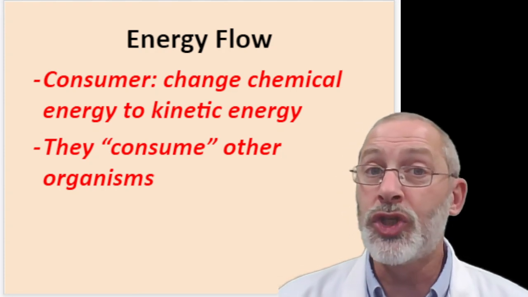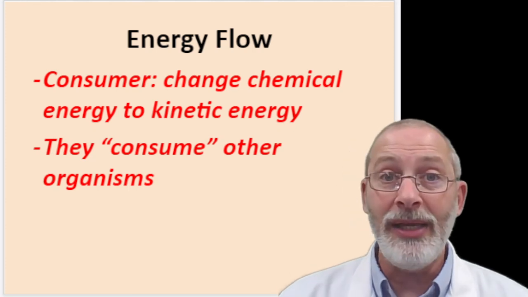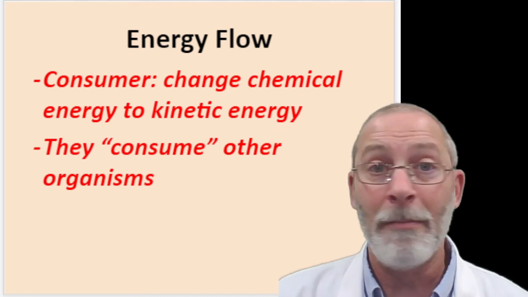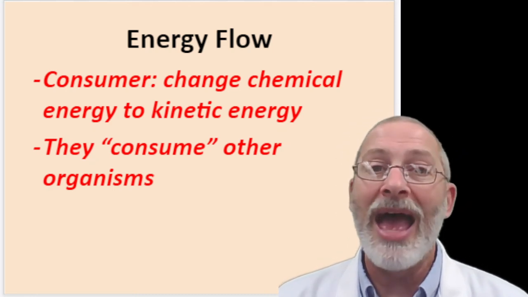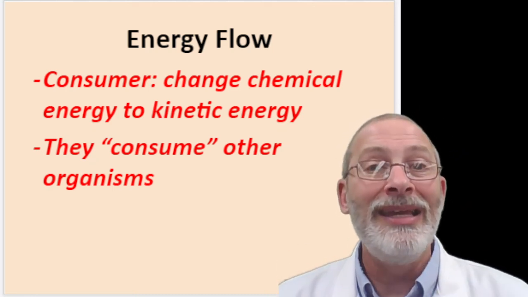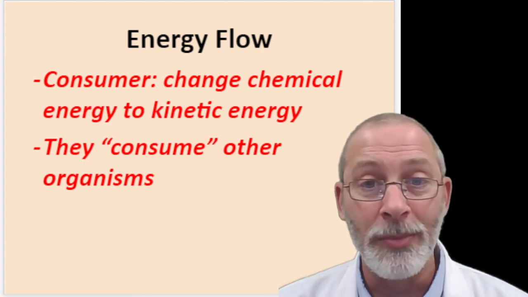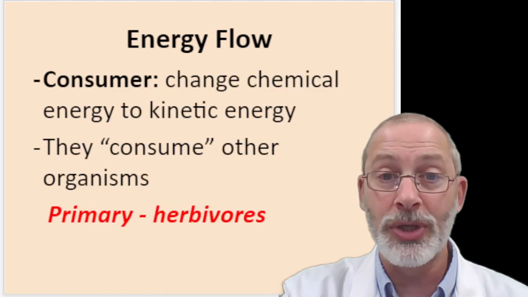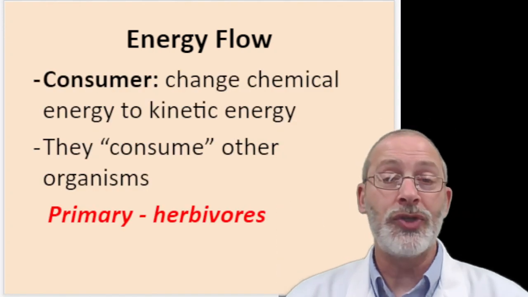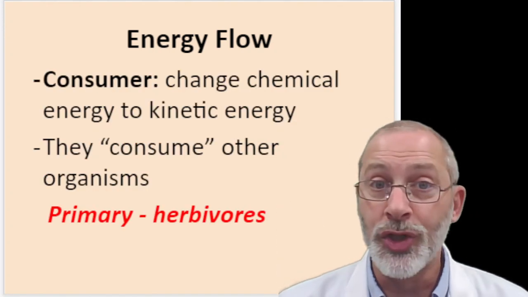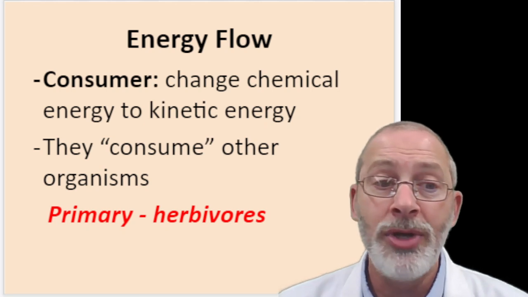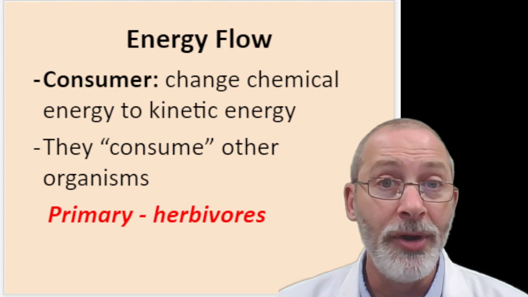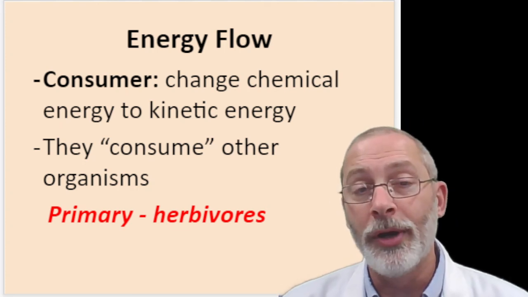And whether we're consuming plants directly or we're consuming other organisms that fed upon plants, we have to take in that energy that ultimately comes from the sun. So we've got to consume other organisms. So there are different kinds of consumers. Primary consumers are also known as herbivores. You may have heard of an herbivore before.